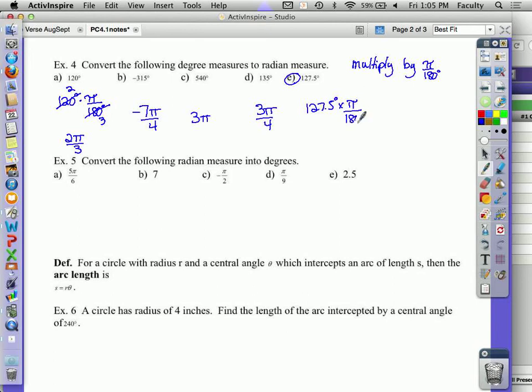Now, in letter E, I don't want pi in the answer. Okay, when you have a decimal, that's going to indicate you're going to type pi in.